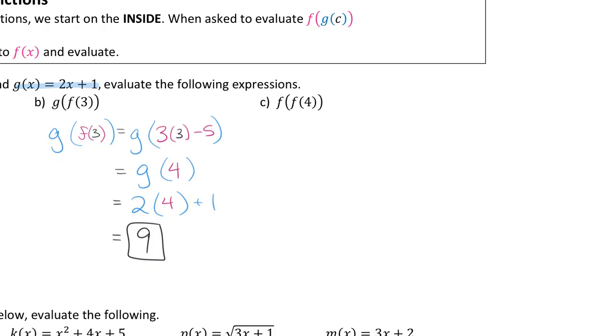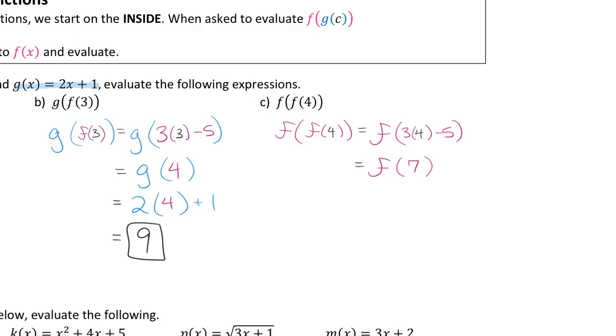Give it a shot. Let's see what happens first. If you're stuck, here's what your first step might look like. We're taking 4 and we're plugging it into F, because that's what's on the inside. What is 3 times 4 minus 5? 7.